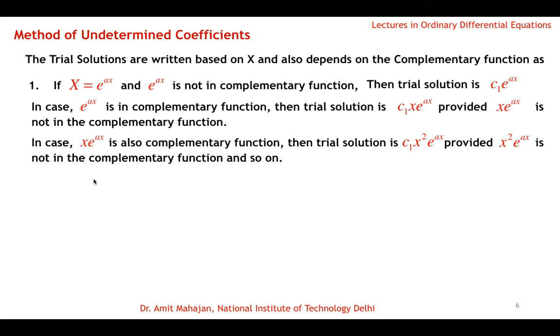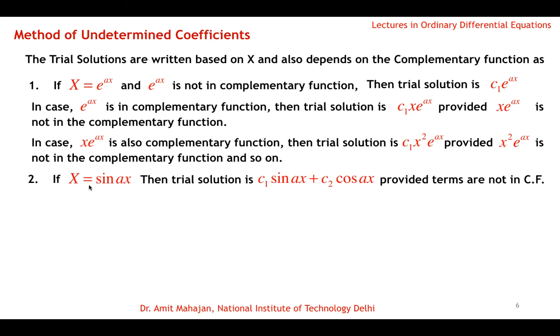The second possibility is that the right hand side capital X is a sine or cosine function. Say I take the example of the sine function; similar is true for cosine. So capital X is a sine ax function. Then in the trial solution we take both sine and cos. The reason is very simple: the derivative of sine ax is cos ax, and then the derivative of cos ax is sine ax.